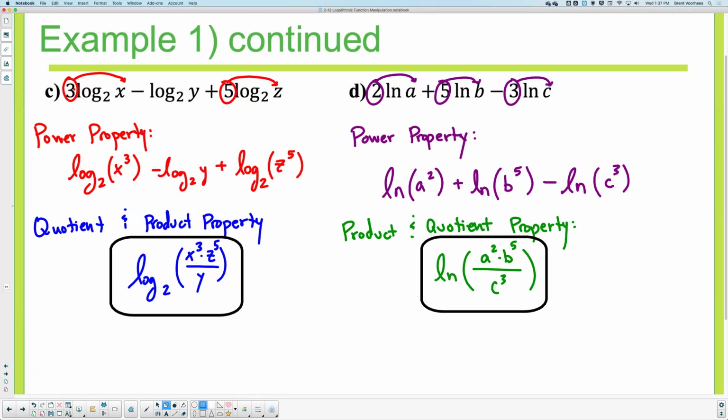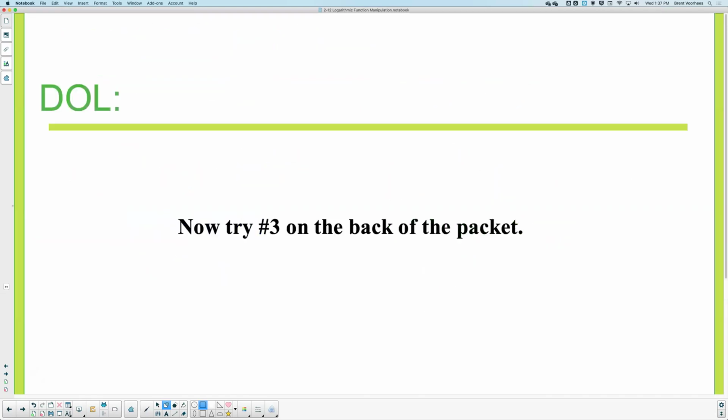All right, I think y'all are now thoroughly ready to do your first DOL. If you go to the back of the packet, I want you to attempt number 3. Number 3 in the back of the packet.